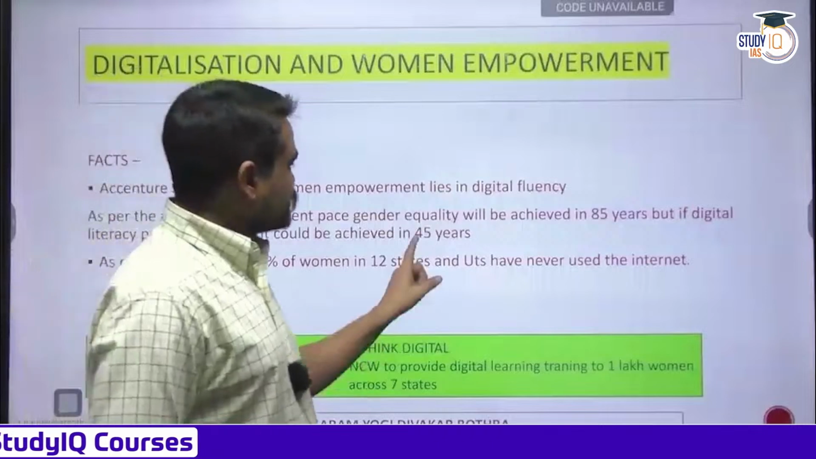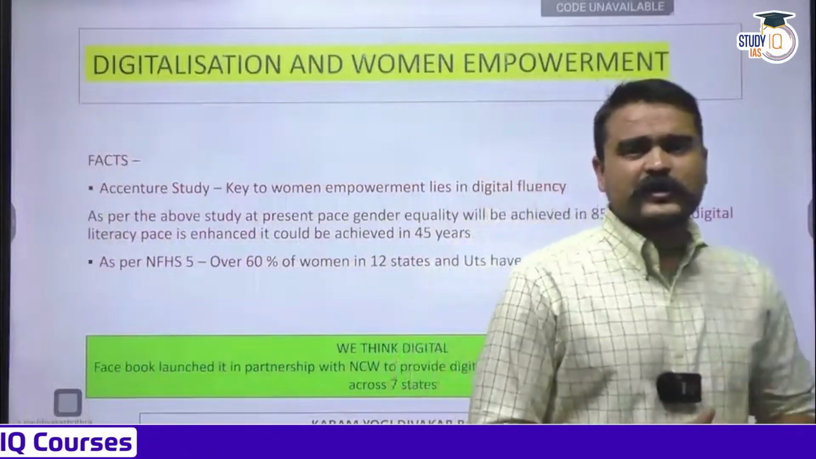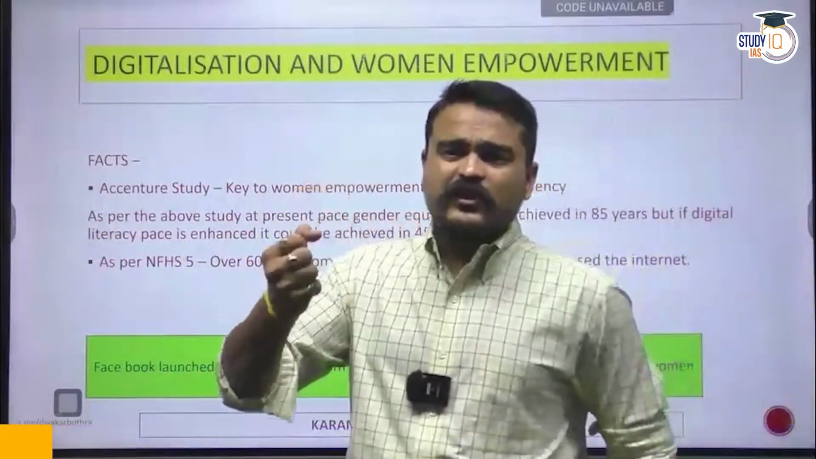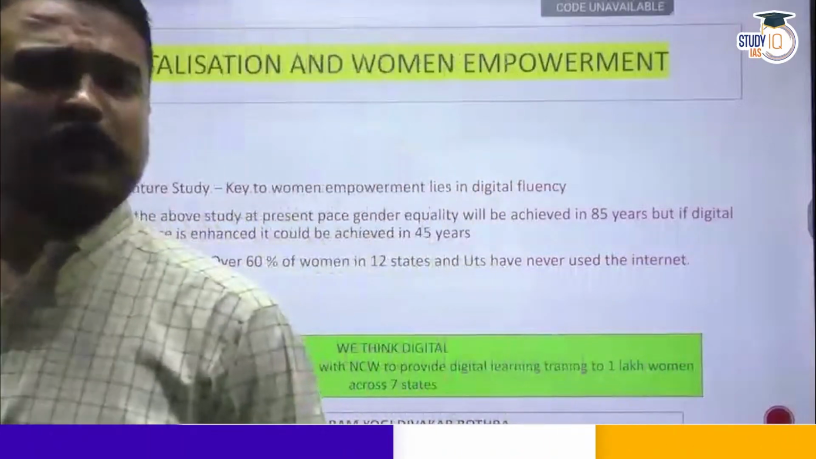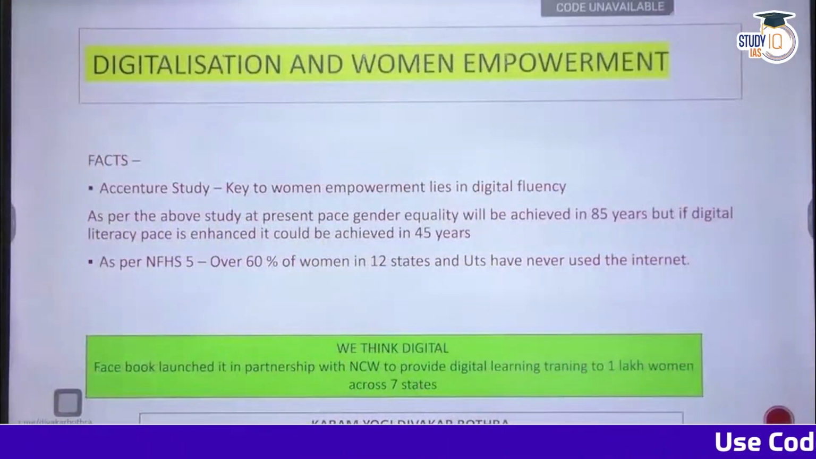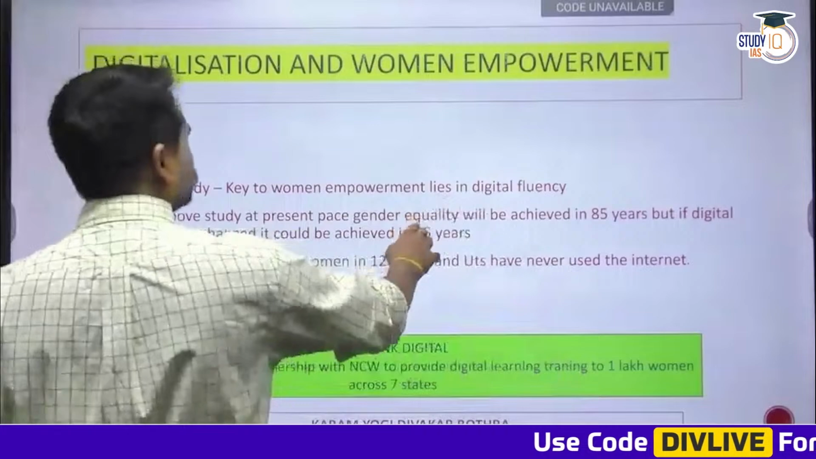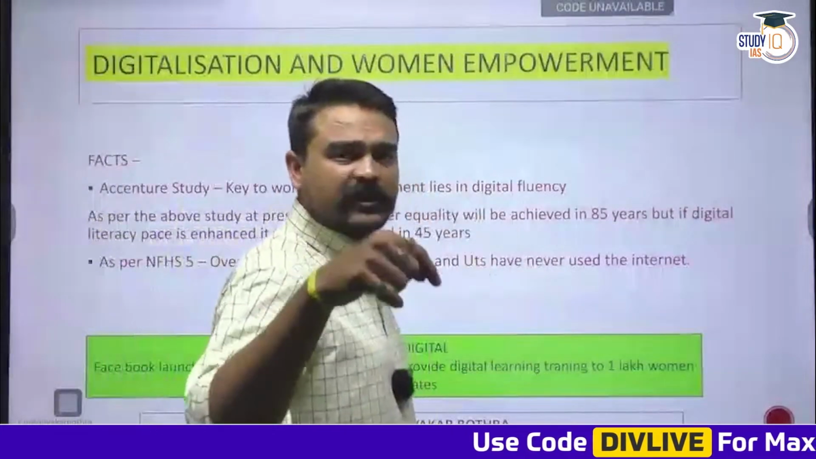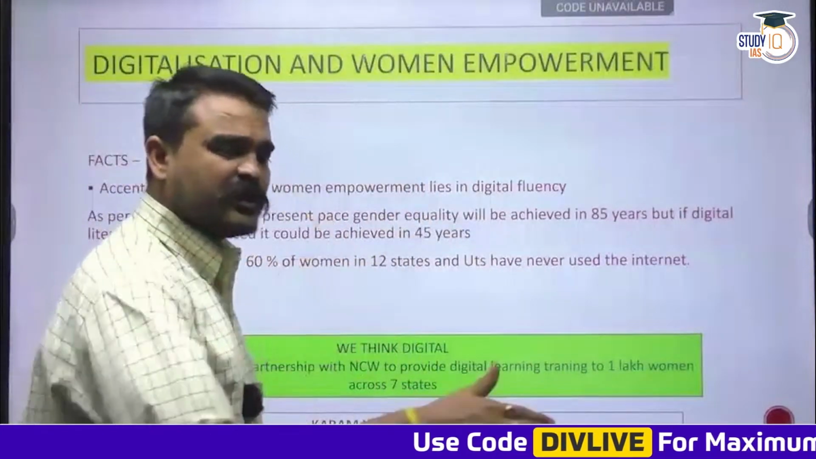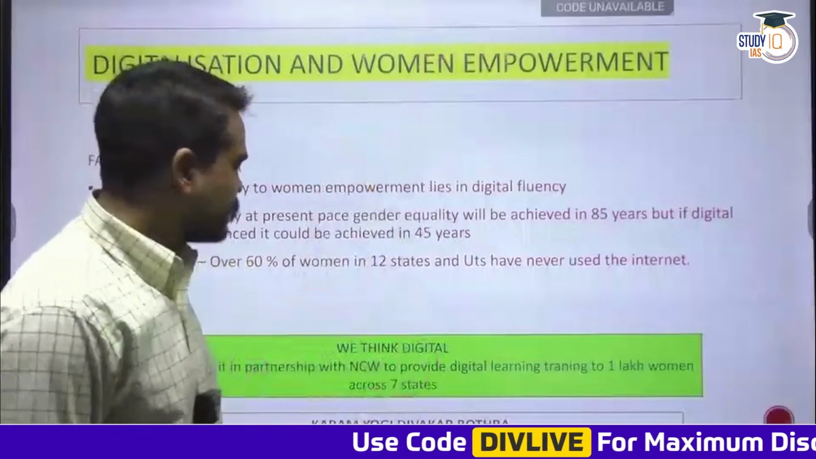That means the study of Accenture clearly shows that if digitalization and digital literacy is stressed in the women empowerment process, there is a possibility that the empowerment which is going to take 85 years from now can be achieved in almost half of those years, if digital literacy and digital technologies are used in order to largely enhance the pace of women empowerment.